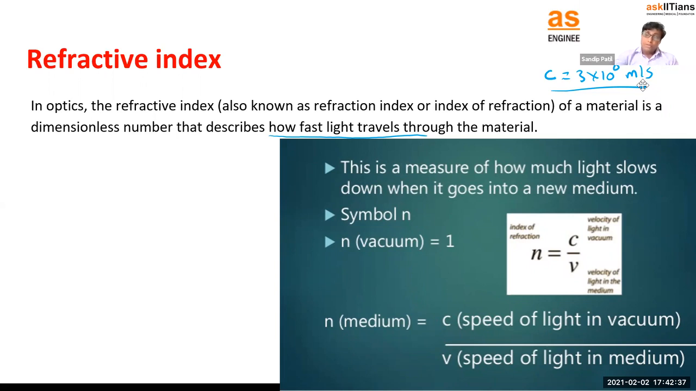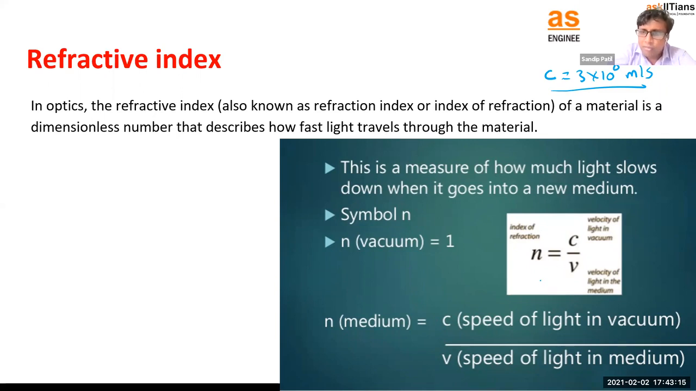With this velocity, the light from the sun is getting towards us. But if you consider water, the speed of the light in the water will be different, or any other medium will be different. In glass it will be different. How to decide what the velocity will be? Again, it is going to depend on refractive index. It describes how fast light is going to travel through the material medium or any medium.